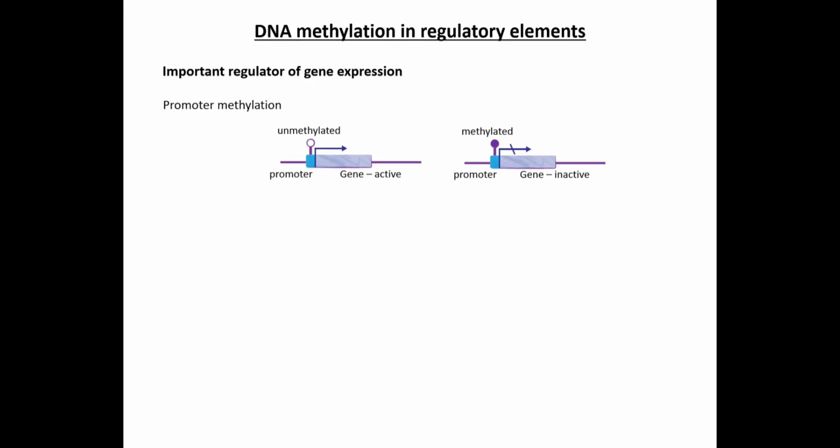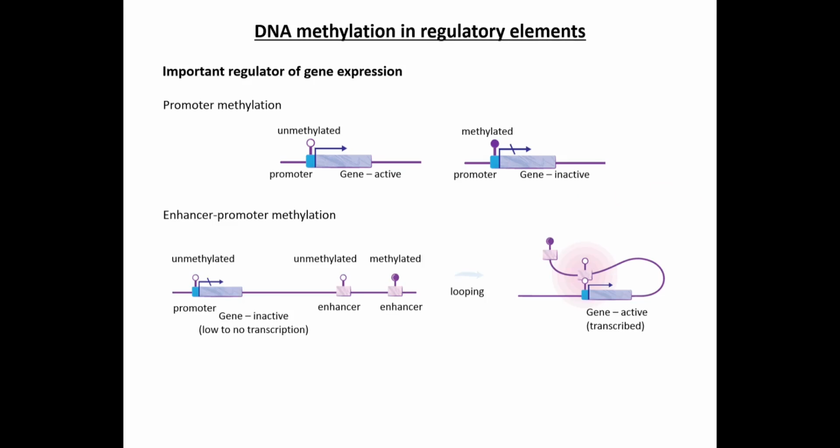Methylation in regulatory sequence elements is an important regulator of gene expression. It is known for many years that hypomethylated promoters are considered permissive for transcription initiation, while hypermethylation at promoters generally leads to gene expression suppression. But now we know that this is not the full picture.